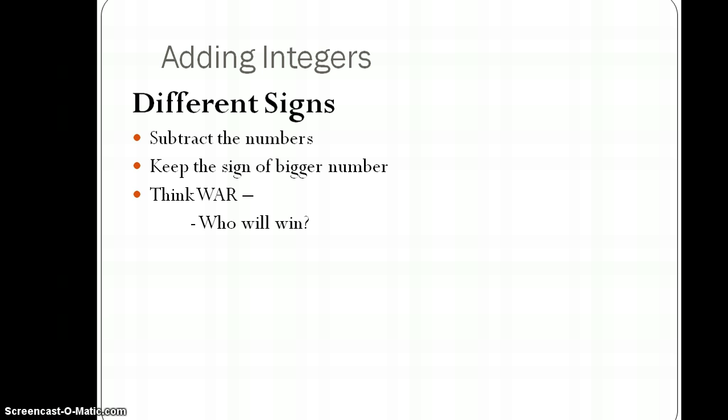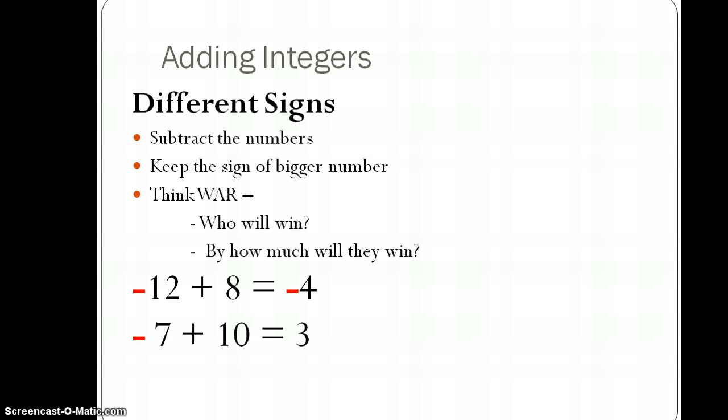So this is where you start thinking of war. You're thinking who will win, and by how much they will win. If you have a negative 12 and a positive 8, negative 12 is going to win because there's more of it. There's more negative than there is positive. Positive 8 is a bigger number technically, but there's more of the negative 12, so negative 12 will win in a war.